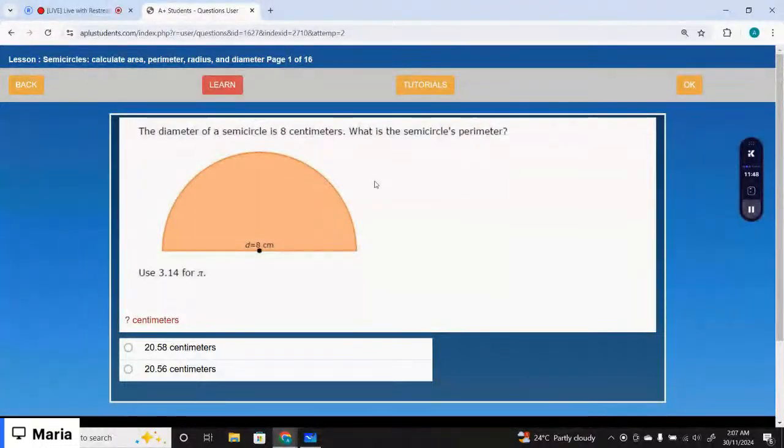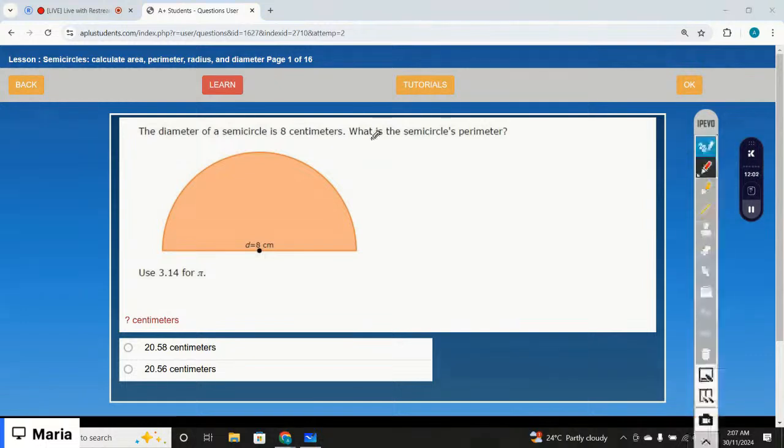The diameter is 8 centimeters. What is the semicircle's perimeter? You are given the diameter, and you have to calculate the perimeter. The formula to calculate the perimeter is P equals 2 pi r divided by 2 plus 2r, sorry, not pi r.